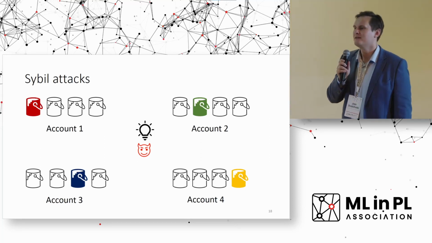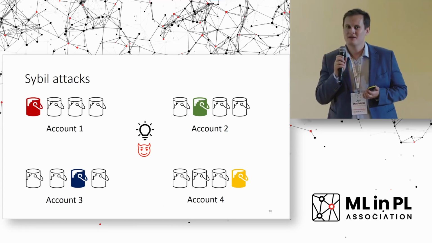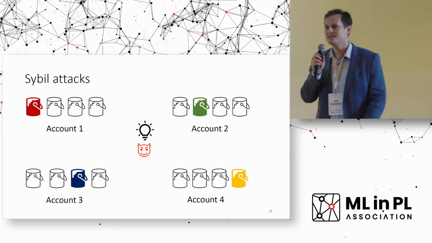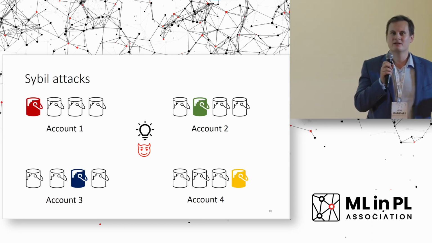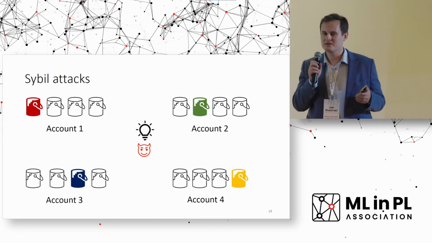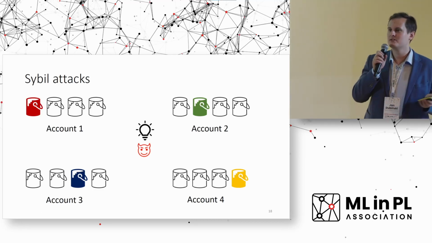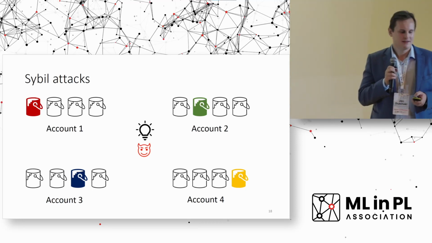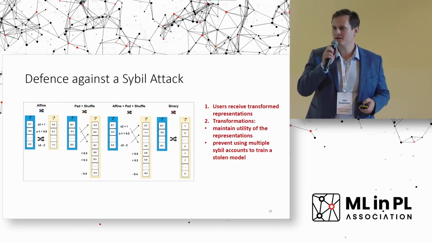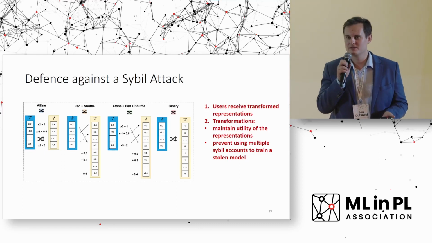And here one might think, what about a smart attacker? What about an attacker which sets up multiple accounts and just queries, using a few queries from each of them, to always get those nice and noisy representations? Would that work? And the answer is no, because we prevent it using transformations.